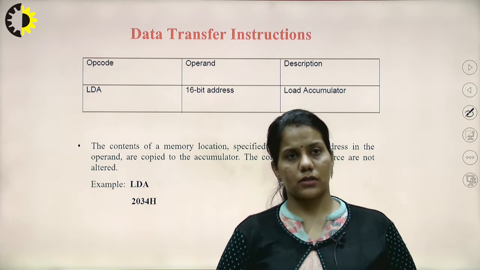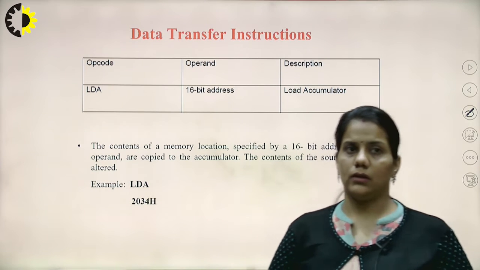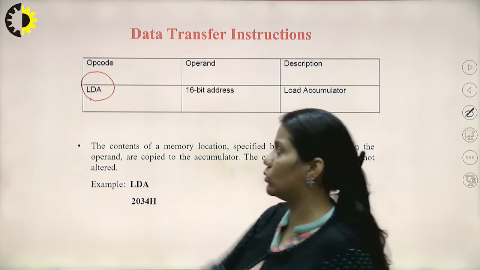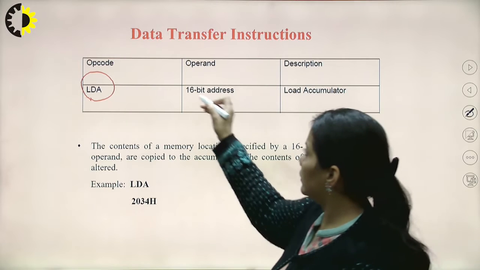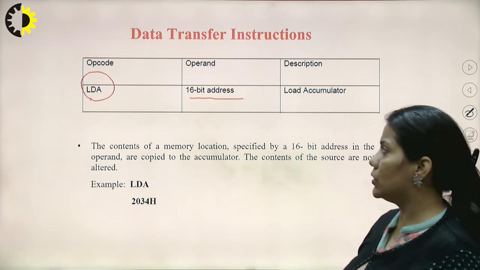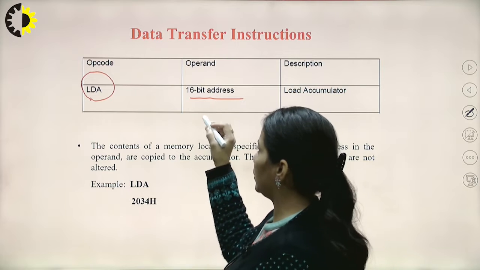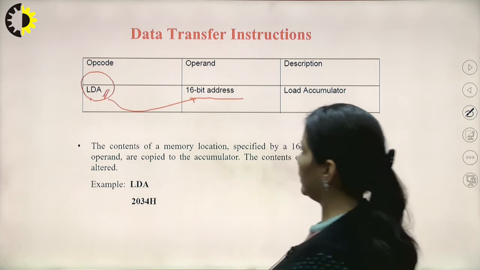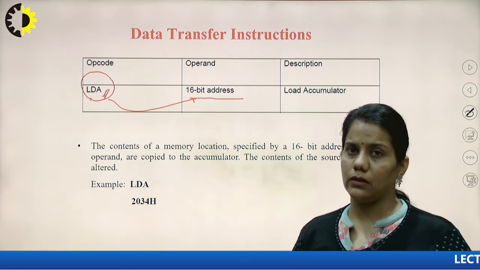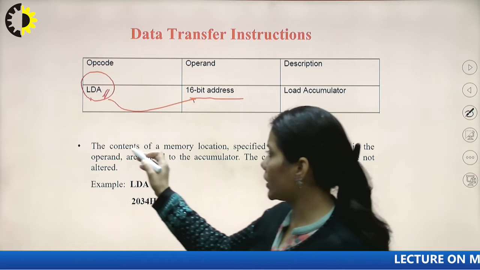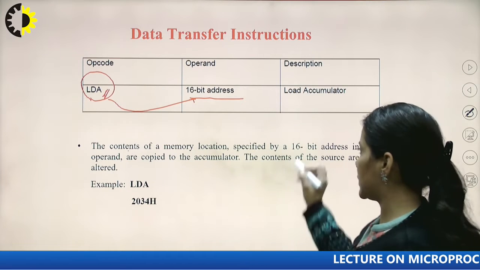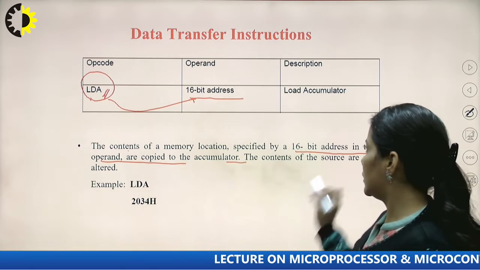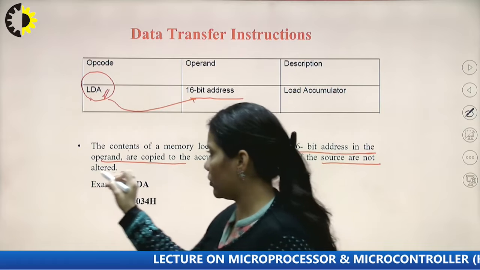Another instruction in this category is LDA, that is load the accumulator. We can understand this instruction as load the accumulator, and the operand is a 16-bit address. So this instruction will load the accumulator with the data given at the 16-bit address specified in the instruction. The contents of the memory location specified by the 16-bit address in the operand are copied to the accumulator. So the contents of the source are not altered.